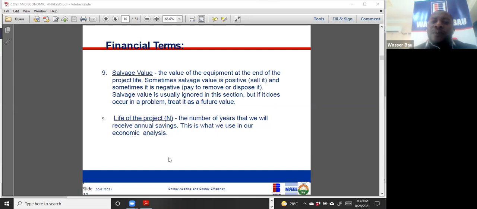Salvage value: the value of the equipment at the end of the project life. I've explained this before, and the word speaks for itself. But salvage value can be positive, and it can also be negative. It is positive if you are selling to get some money. It is negative if you are going to pay to dispose of it. There are some investments that, before you can even discard them, you have to pay money to discard them. Then the last one is the life of a project. Every project has a lifespan. Every investment has a lifespan.